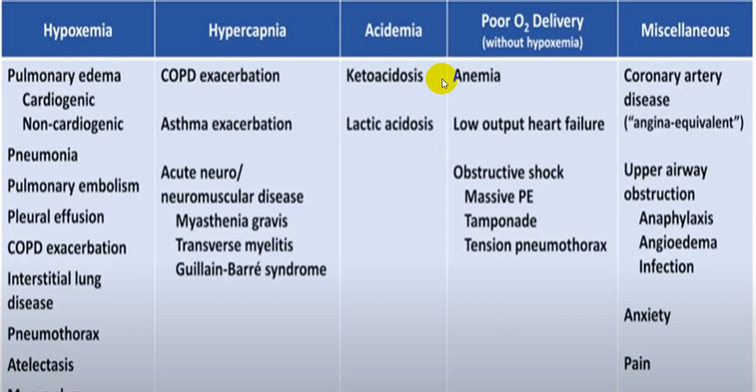Permutation combination. You can divide according to the pathophysiology like hypoxia, hypercapnia, acidosis, poor oxygen delivery, and miscellaneous. I'm not going into detail. At your leisure time, you can go through. This condition will result in a hypoxic condition. Here, there will be hypoventilation, and that will produce an excess of carbon dioxide in blood, producing hypercapnia.